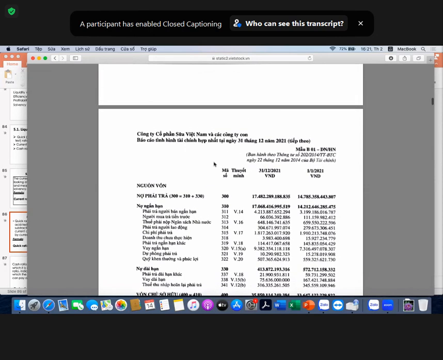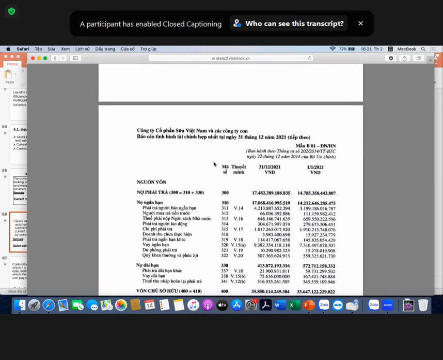Now in 2021, the quick ratio shows that for every đồng of current liabilities there are $1.71 đồng of easily convertible assets. And the same in 2020: for every đồng of current liabilities, Vinamilk has 1.74 đồng of easily convertible assets.